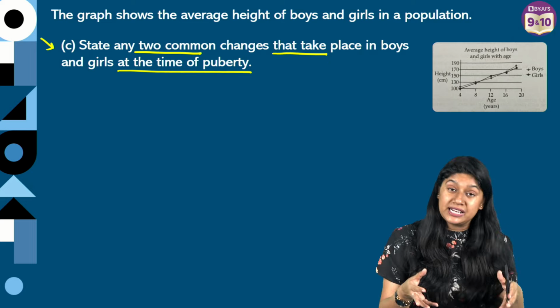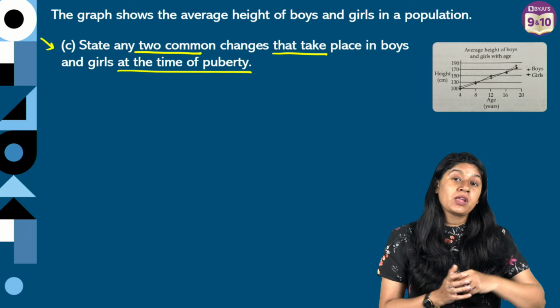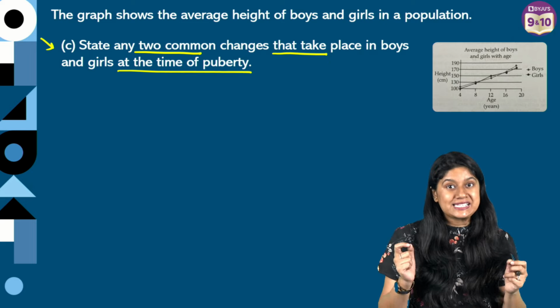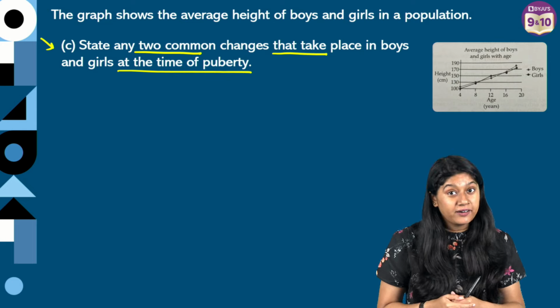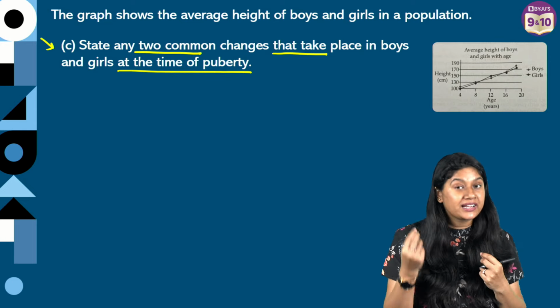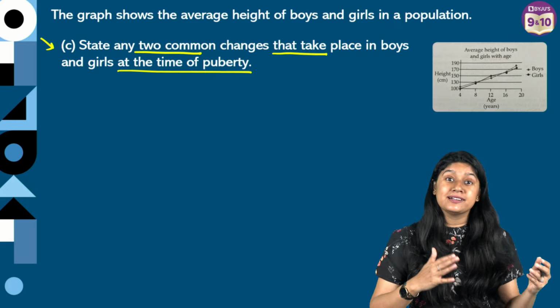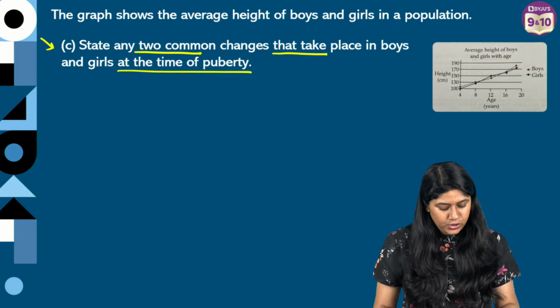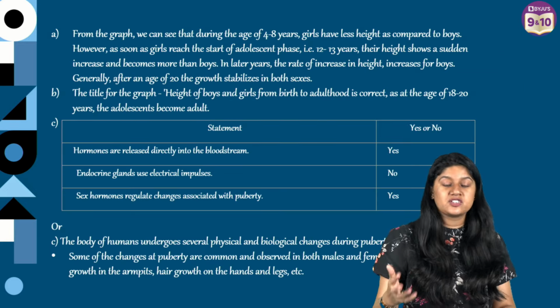the growth of the mammary glands, widening of the hips. Both in girls and boys, we'll see the growth of pubic hair, and we'll see that pimples and acne will be more prominent in both the girls and the boys. These are a few changes we have. So we can write our answers in this particular way.